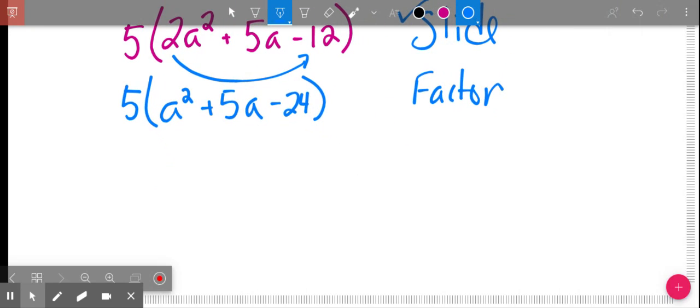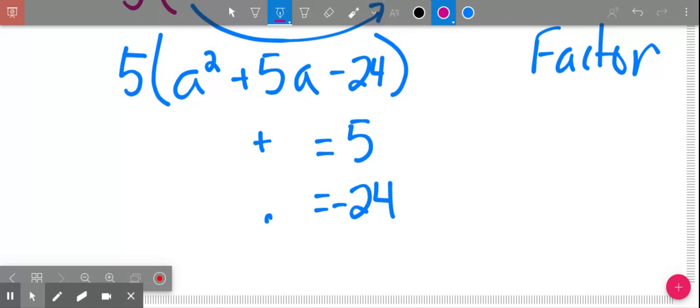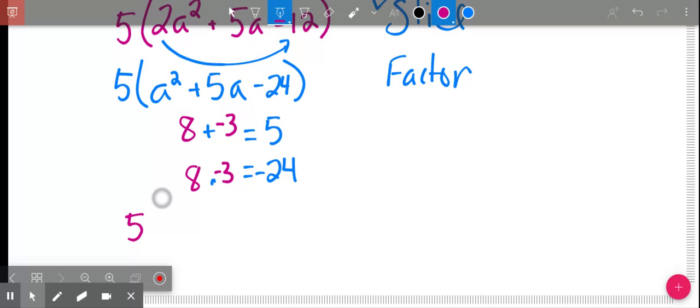Our third step now is just to factor. So we need to think what's going to add to give me a 5 and multiply to give me negative 24. Well, sitting here thinking about it, I hope you maybe thought about a few options. Maybe you're just now writing this down and you're starting to think, well, what are those numbers? Well, okay, I'm going to go ahead and give those to you, but the next one you'll have to come up with them on your own. What adds to 5 and multiplies to negative 24 is going to be 8 and negative 3. So then we can rewrite it as 5, a plus 8, and a minus 3.